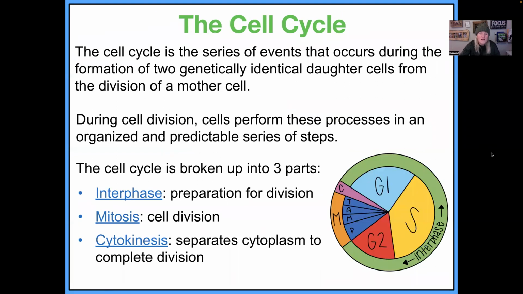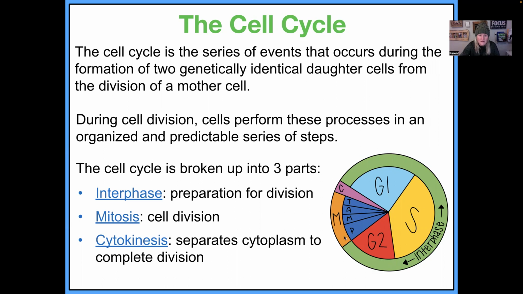Spindle fibers are microtubules that help to separate and move duplicated chromosomes during cell division. Okay, the cell cycle. The cell cycle is the series of events that occurs during the formation of two genetically identical daughter cells, the somatic cells, from the division of a mother cell. During cell division, cells perform these processes in an organized and predictable series of steps. The cell cycle is broken up into three parts. Here's interphase in the green. These are steps within interphase: G1, S, and G2. If you hear the question, what is the longest cycle seen in a cell? It is interphase.